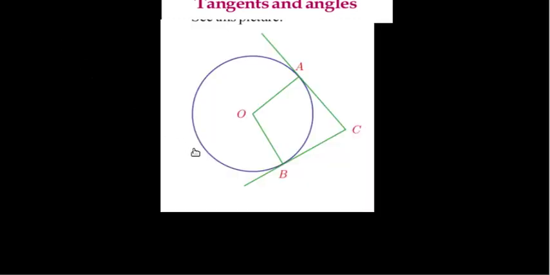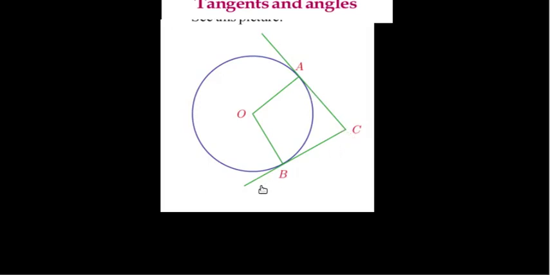Okay, students, then you write the next side heading: tangents and angles. Then consider this figure. Here, a circle is drawn. O is the center of the circle. OA is a radius and OB is also a radius.